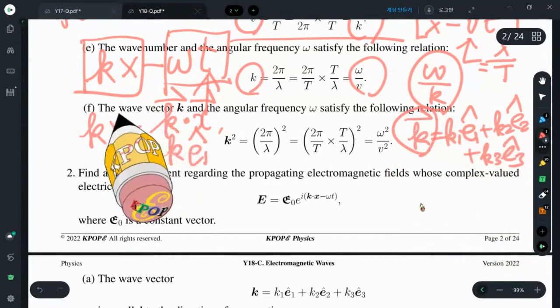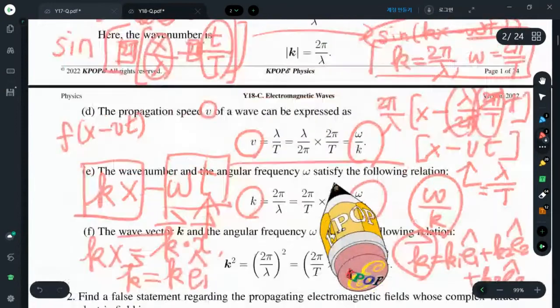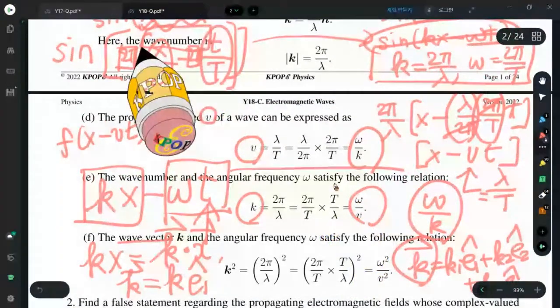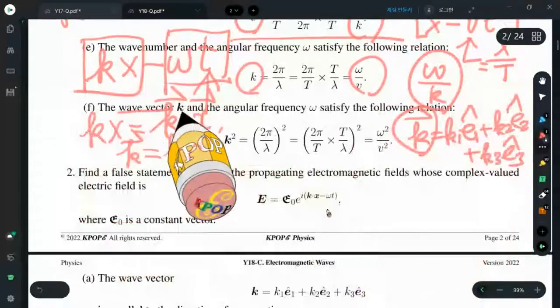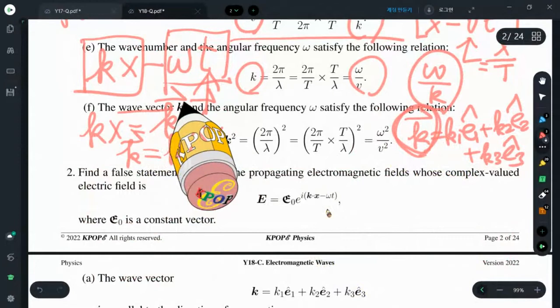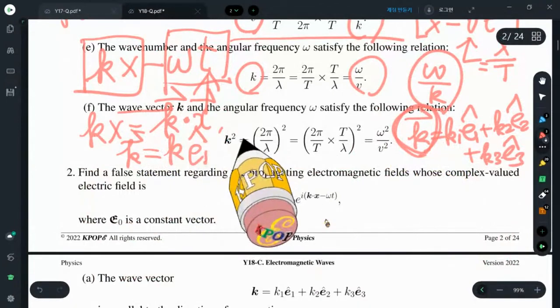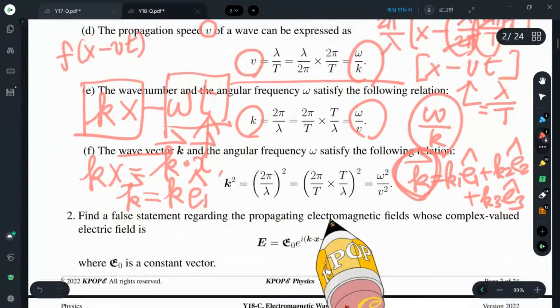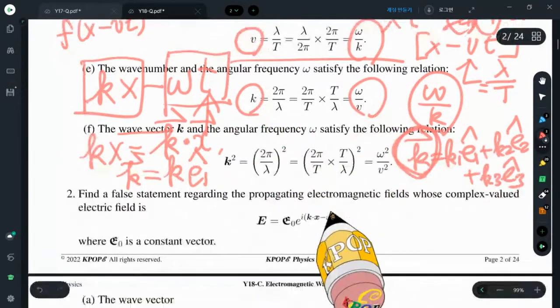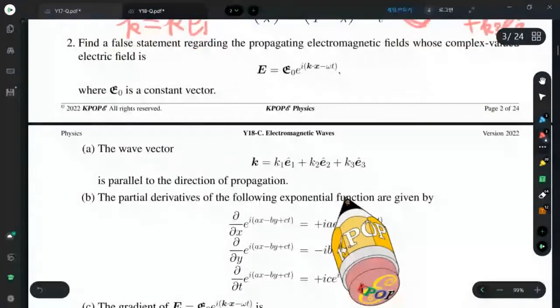That is the wave vector. If it is just a one-dimensional case, we use the wave number. But if it is a three-dimensional Euclidean vector, then we say it is a wave vector. So the wave vector squared satisfies the same relation as the wave number squared. Okay. Next.